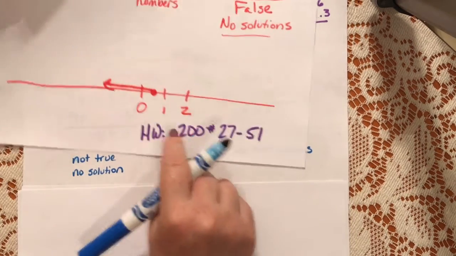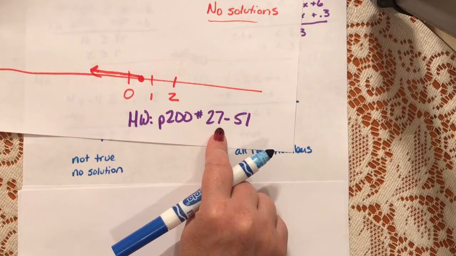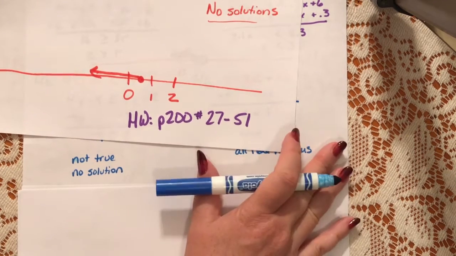Your homework for this section starts on page 200. You're going to do numbers 27 to 51. And please, if you have any questions, please make sure you ask me.